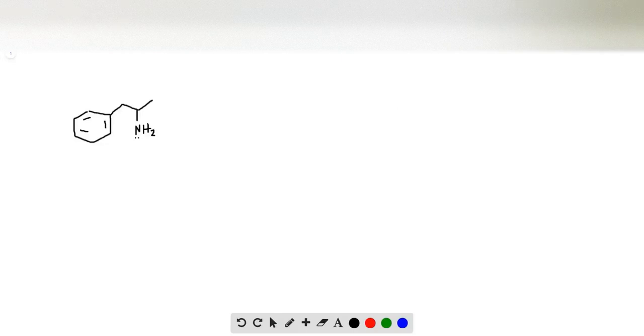Let's consider the proton transfers that could occur in the body with amphetamine. Well, once it hits stomach acid, or HCl, what could act as a base? Anytime you're looking for a base, look for either a pi bond or a lone pair of electrons.